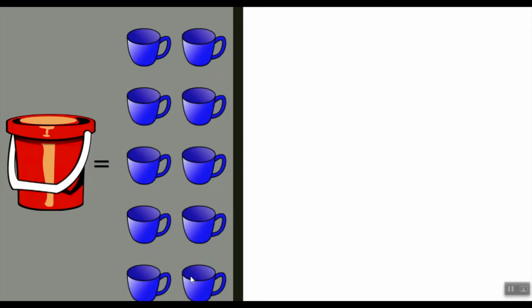I am also noticing that between the bucket and the cups, there is the equal sign. What could that be telling us? We know that when we see an equal sign, it means that what is on one side is equal to the other side. Therefore, it is in fact telling us that the water in one bucket is equal to the water in these 10 cups. So, knowing that, let's see what this task is all about.